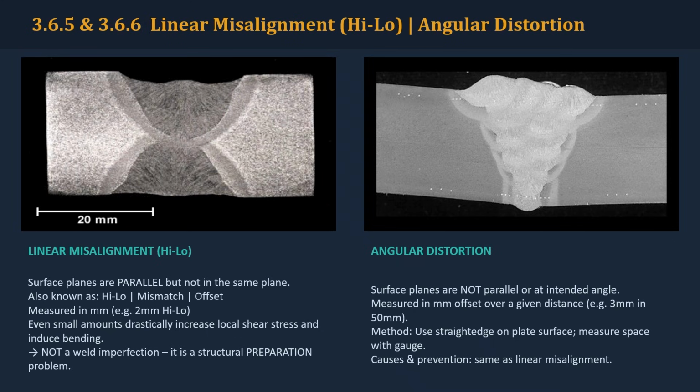The correct inspection method is measurement. Use an appropriate bridge gauge, ruler, or other calibrated measuring device and record the actual offset. For angular distortion, use a straightedge and measure the deviation over the specified distance. Never rely on visual estimation when the specification gives a numerical acceptance limit.